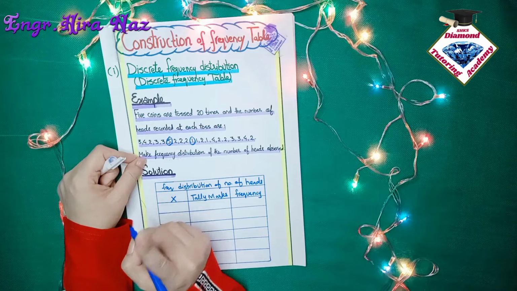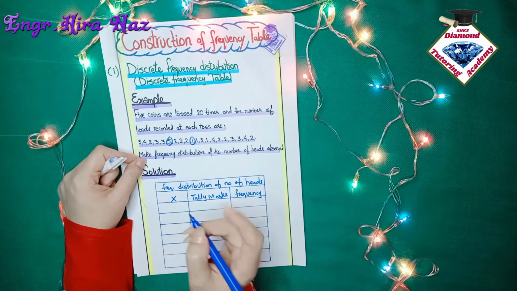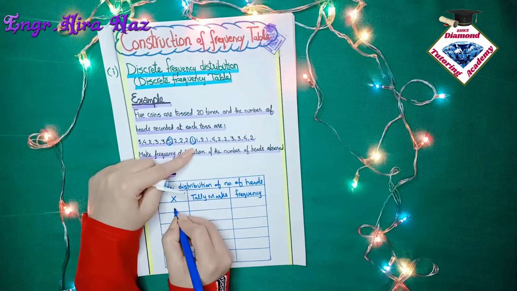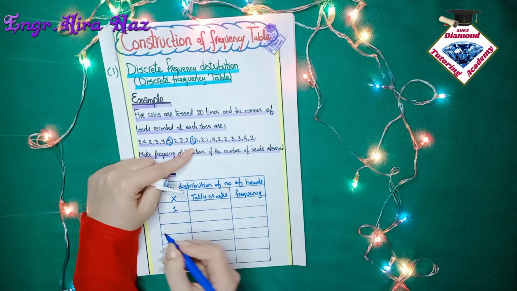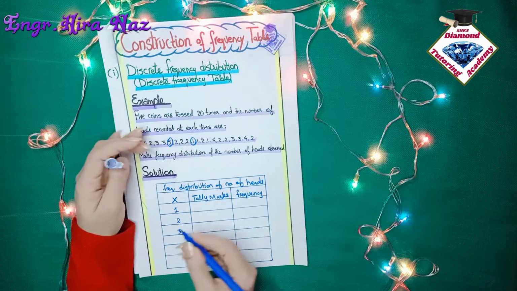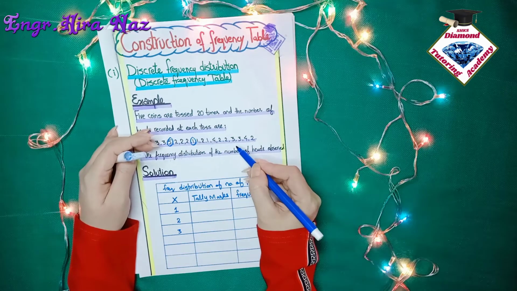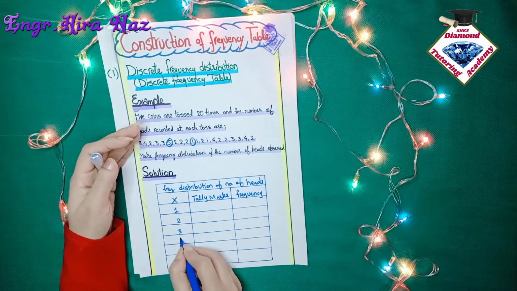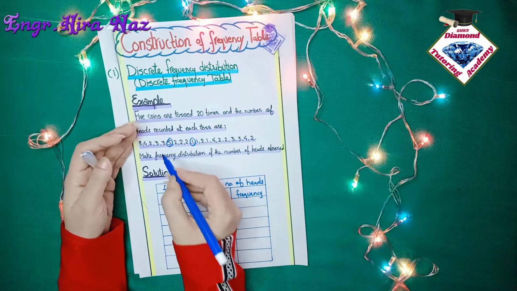Remember one thing, that we don't have to repeat any number here in the variable column. Understand? So first I have here 1, then comes 2, then comes 3, because we have to write them in ascending order, means from smallest to biggest. Then comes 4 and then comes 5.